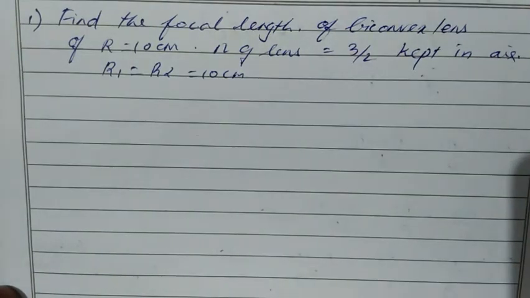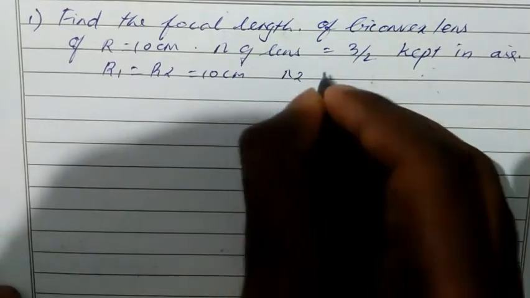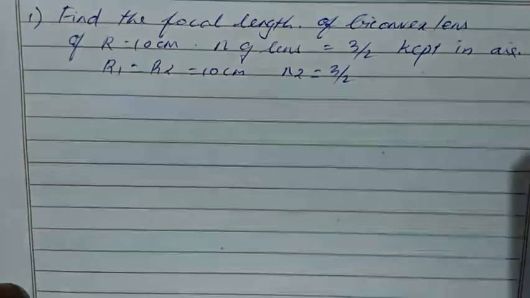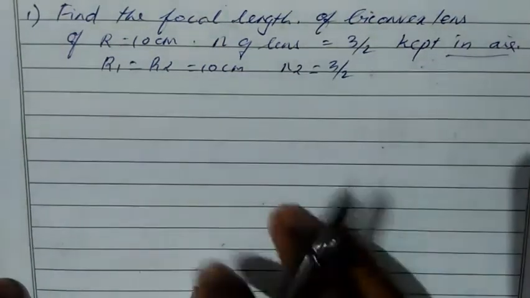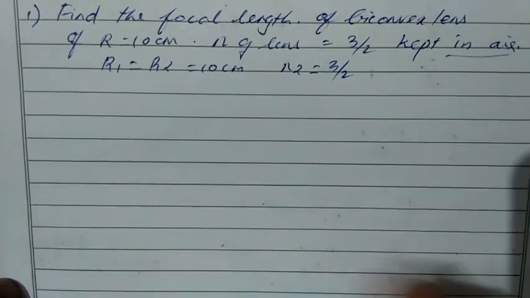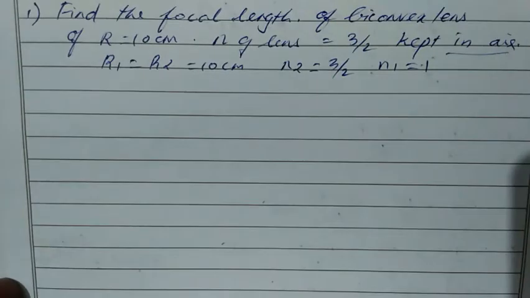Then the refractive index of the lens. Light goes towards the lens, so we can take this refractive index as N2. N2 is 3/2. And again it is given kept in air. So the surrounding medium is air, where light comes from. So the medium light comes from is N1. N1 is 1. We know the refractive index value of air. So these are the given data.